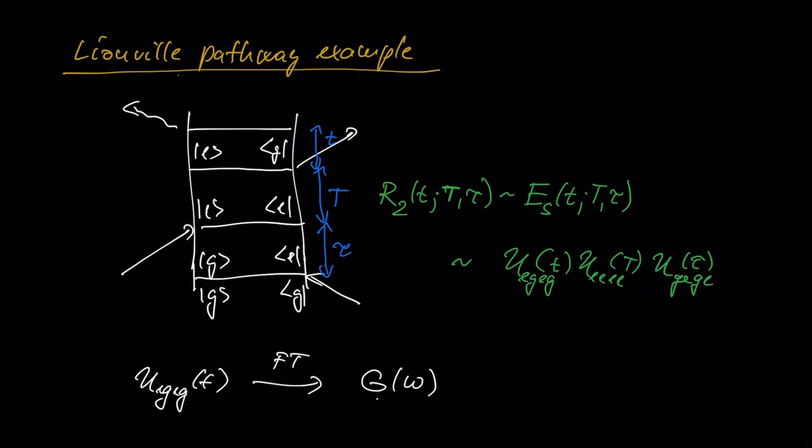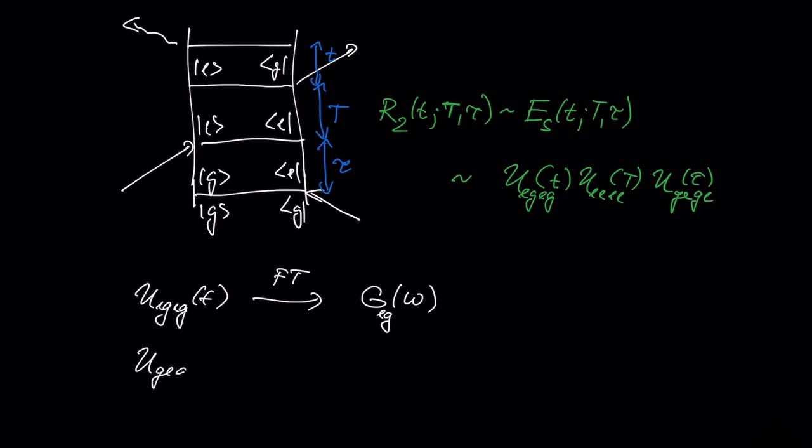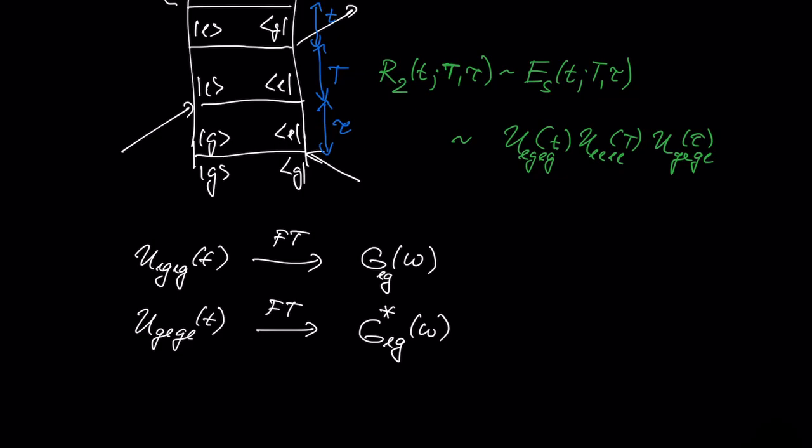And for the U_GEGE, if we take it as a function of t, we have a function of tau, but we will need to define a line shape like this by the Fourier transform, because this is a Hermitian conjugated element to the U_EGEG. We are going to get the complex conjugated line shape G_EG star of omega. So this information will be later very important.